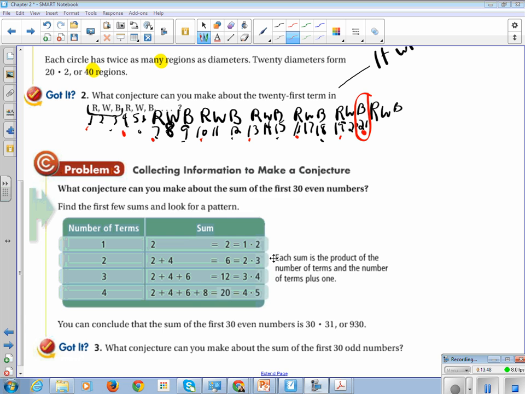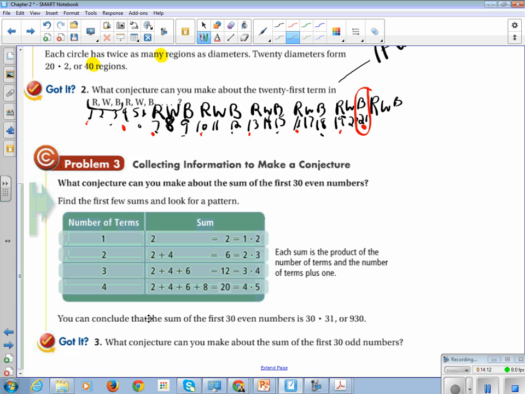So each sum is the product of the number of terms and the number of terms plus 1. The first term is 1 times 1 plus 1, which is 2. This is the second term, 2 times 2 plus 1. Third term, 3 times 3 plus 1.